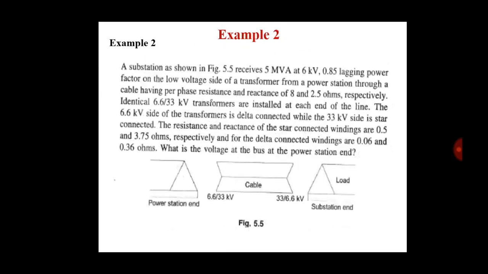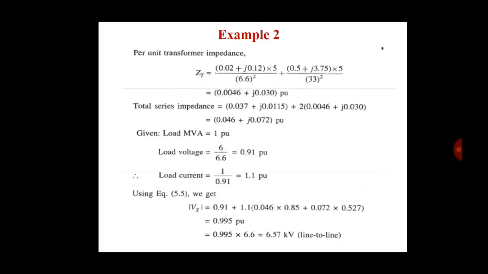We write the equation and put the value: Vs is equal to Vr plus I into R plus jX. That means put the value. So Vs is equal to 0.1995 per unit. The actual value is equal to per unit into base value. So the actual value of Vs is equal to 6.57 kilovolt line to line.